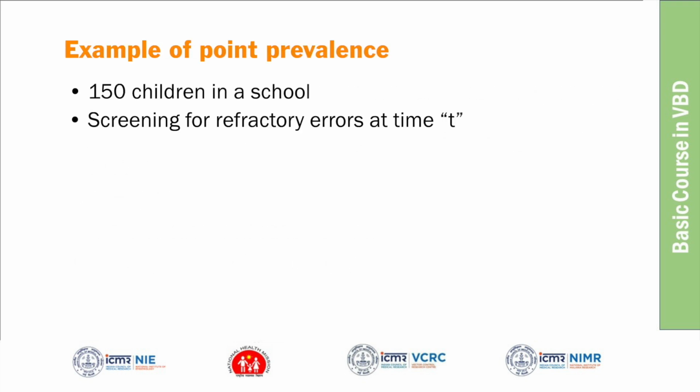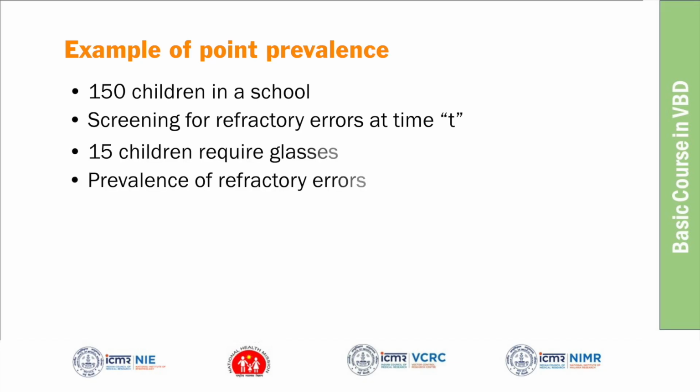So I'm going to give you a task. There are about 150 children in a school, and you're trying to screen for refractive errors at any given time point T. You identify that 15 children require glasses. So calculate the prevalence of refractive errors and please give me your answer.